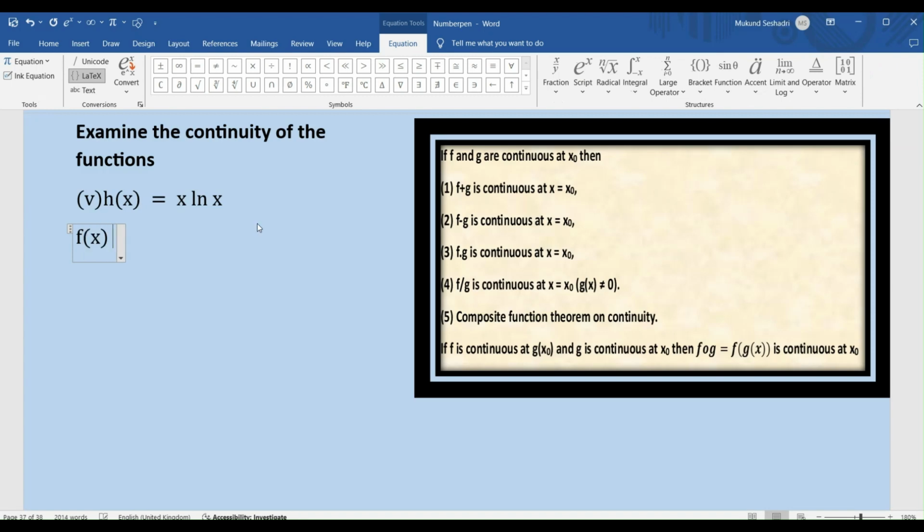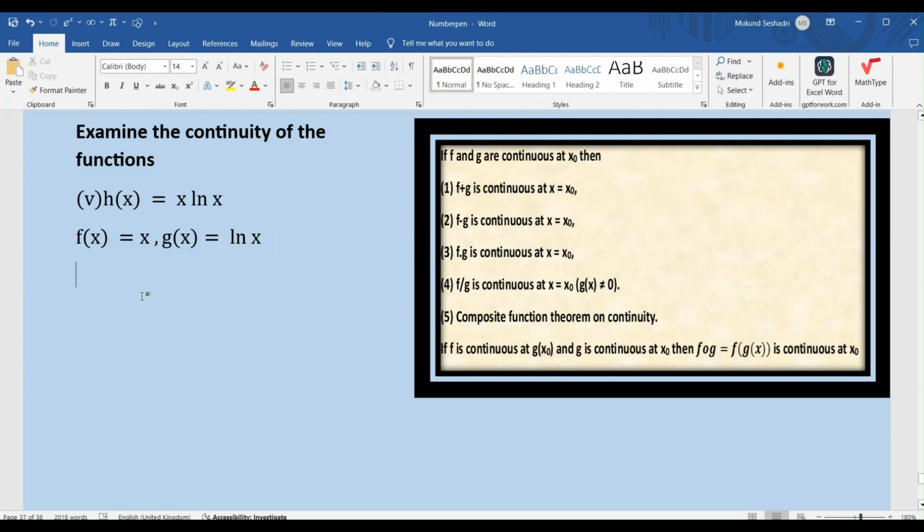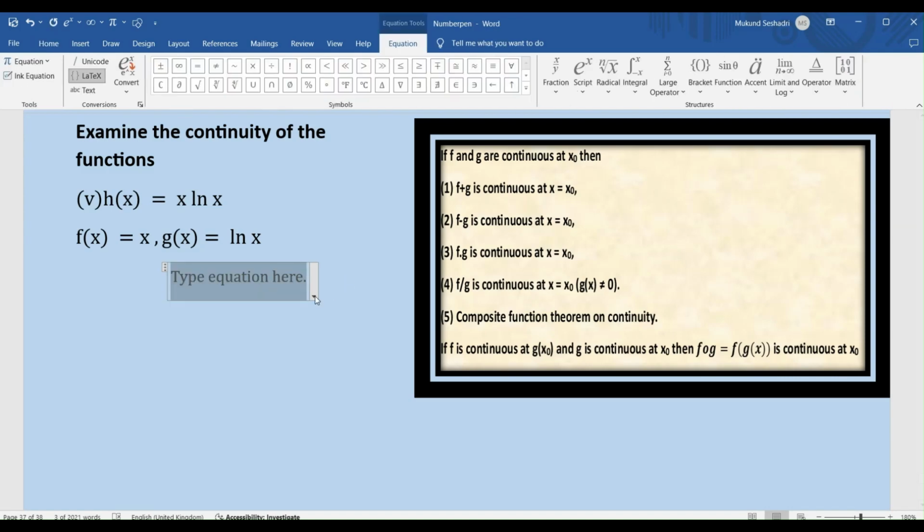So my f of x is x, right? And my g of x is ln of x, right? Now I know that my f of x is continuous at all x belongs to R, right? But is my g of x continuous at all x belonging to R? That is what we will have to examine before we conclude h of x and its continuity, right? So let's write down first what is f of x continuity, right? So f of x is continuous at all x belonging to R, right?